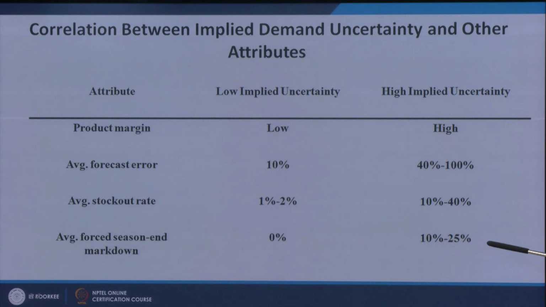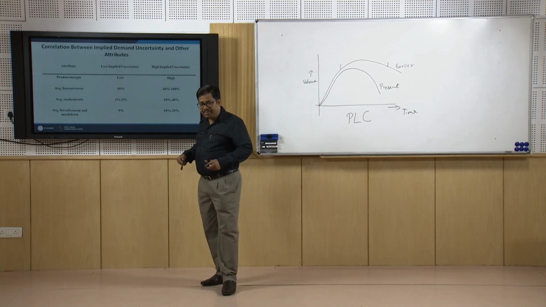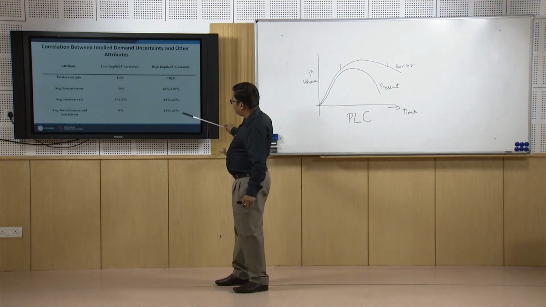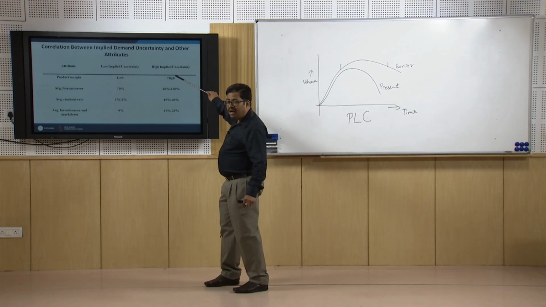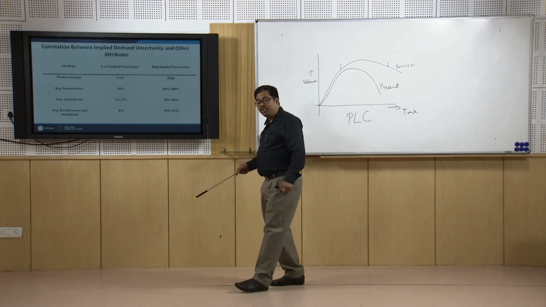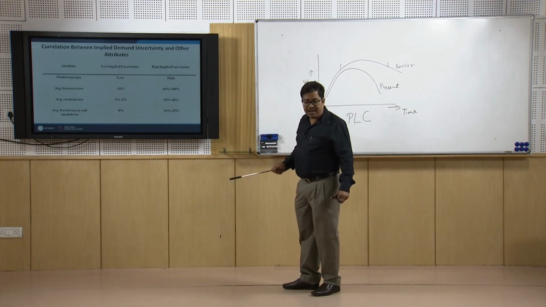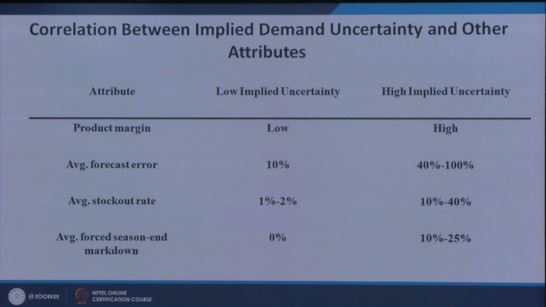So, 10 to 15%, 25% of the time you have this type of marking down of the prices. You can see the only thing which is favoring the high implied uncertainty is the high product margin, but you have correspondingly very high risk of forecasting error, you have very low service level of 60%, and you also can go up to 25% of end of season marking down.